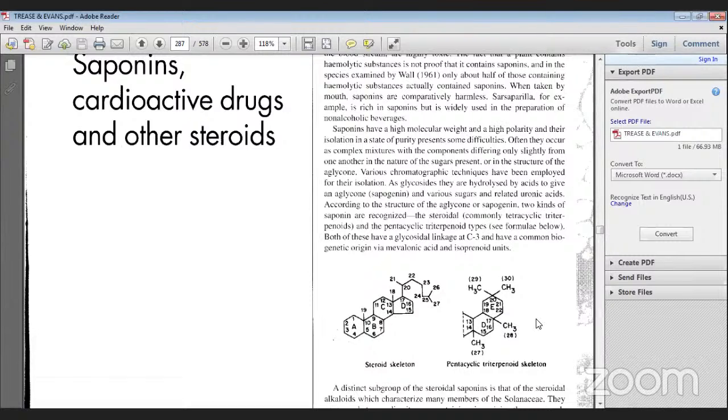One more point, you have two drugs in your syllabus. One is the Dioscorea and another is the liquorice. Dioscorea is the tetracyclic triterpenoid, the steroidal saponin glycoside, tetracyclic in nature, while the liquorice is pentacyclic in nature.